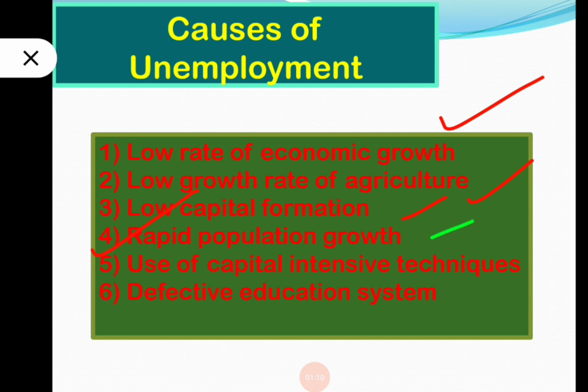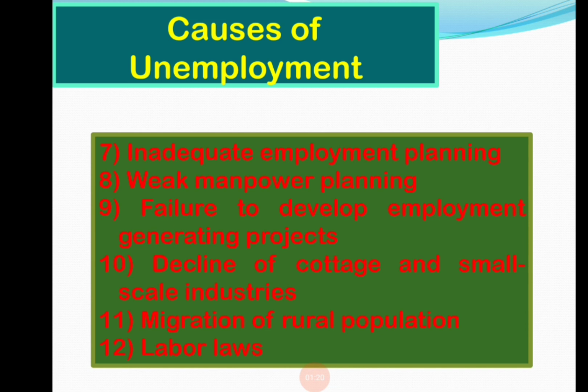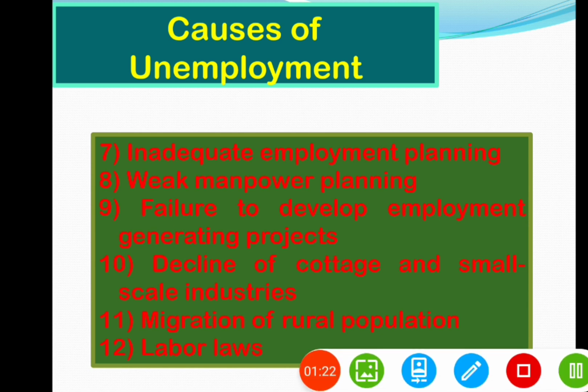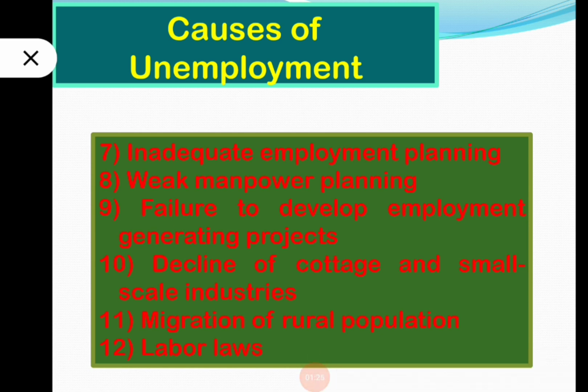Fourth one is rapid population growth. Fifth one, use of capital intensive techniques. Sixth one, defective education system. And seventh one, inadequate unemployment planning. Eighth one, weak manpower planning. Next one, failure to develop employment generating projects. Next one, decline of cottage and small scale industries. Next one, migration of rural population, and last one, that is labor laws.